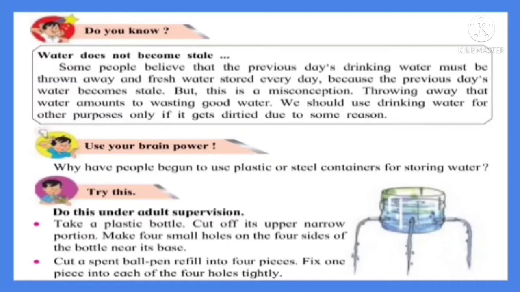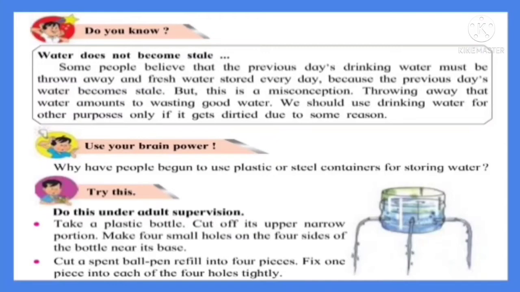Now, nowadays we have seen our houses having plastic or steel containers for water storage. Why is it so? It is so because it is cheaper, it is lighter in weight, and it is also durable. And therefore people prefer using these. The maintenance of these things, the cleaning part, is also easy, and therefore people use plastic or steel containers to store water.